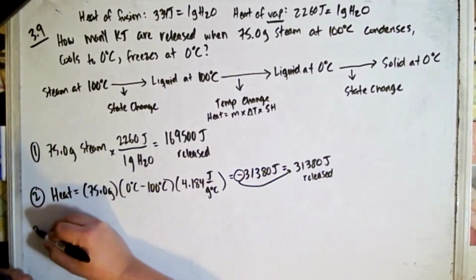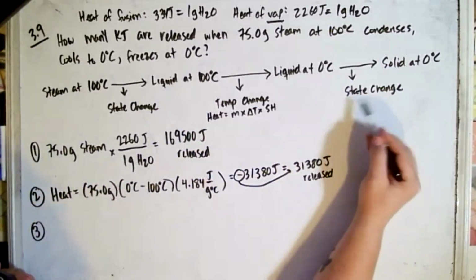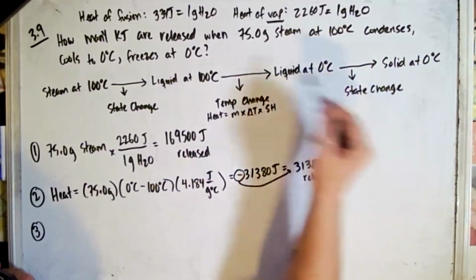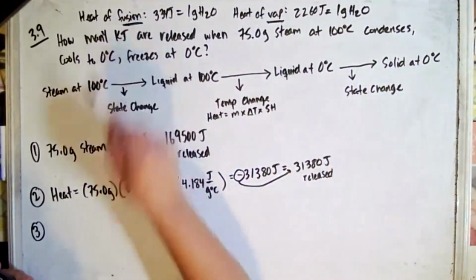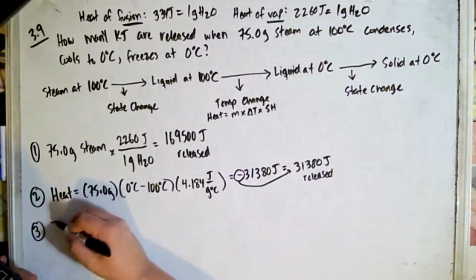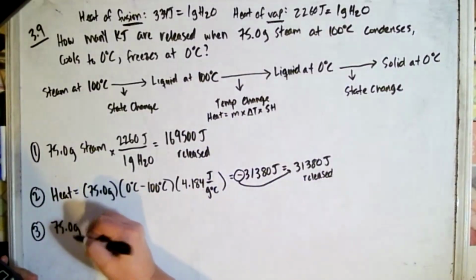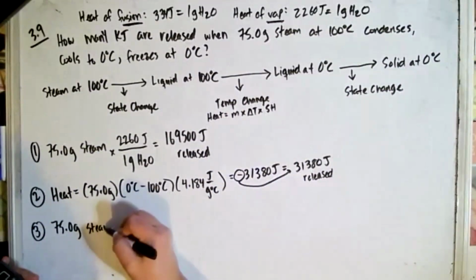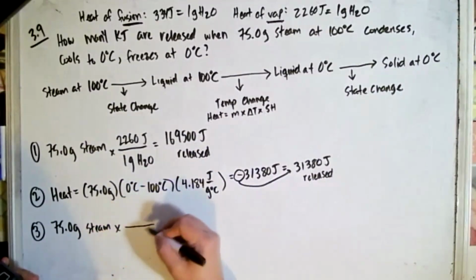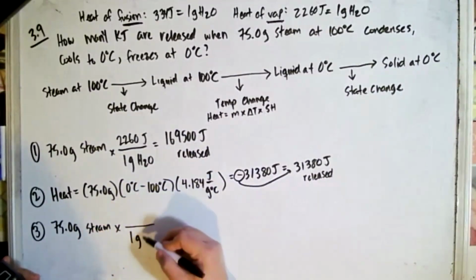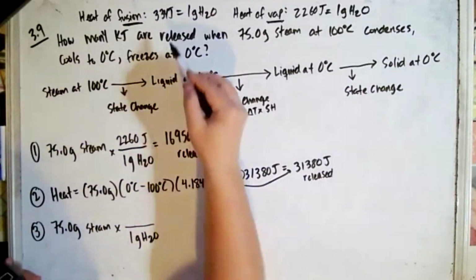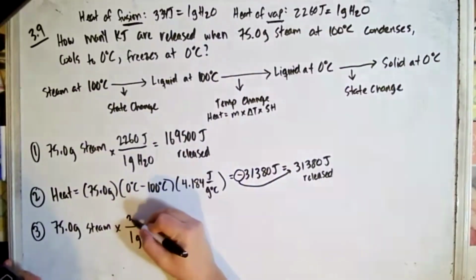And then our third step is going to be our final state change from liquid to a solid. That is going to be our fusion state change. So 75 grams of steam, every one gram of H2O is going to release 334 joules.